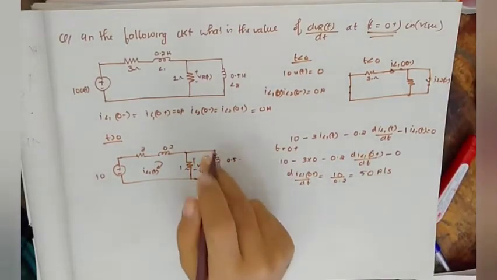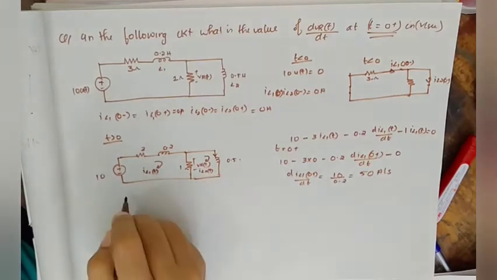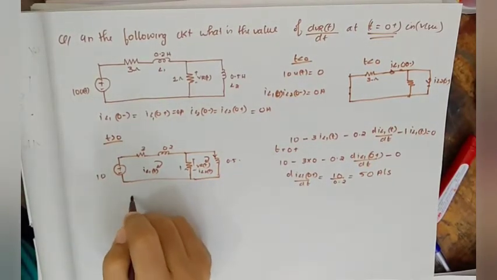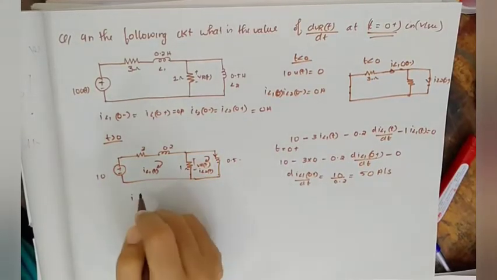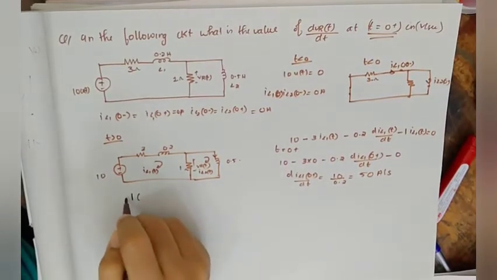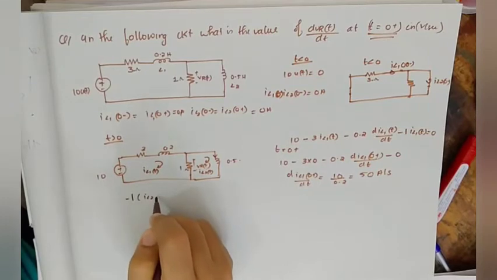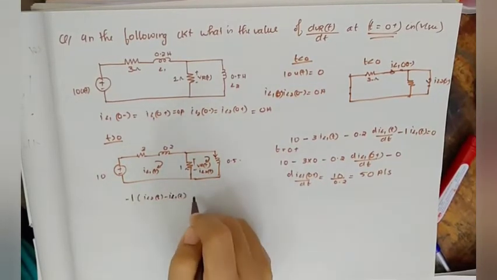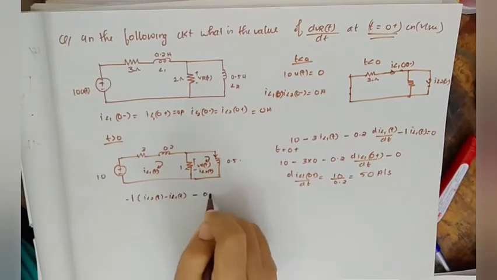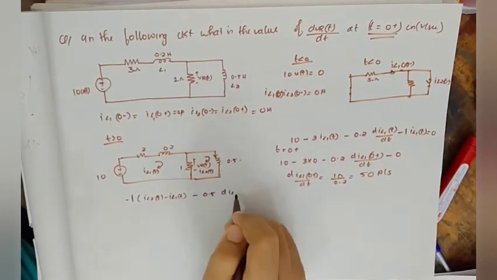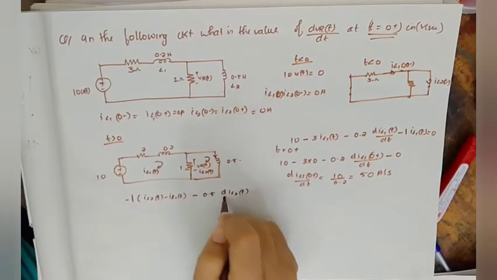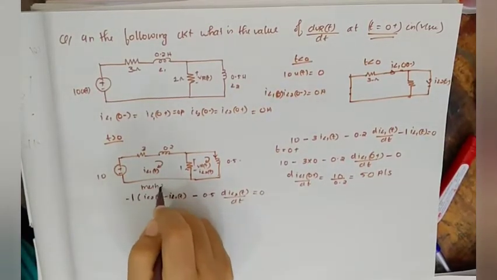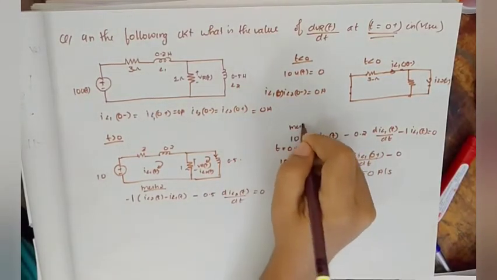Okay, and now writing the next mesh equation, we'll get minus 1 into IL2 of t minus IL1 of t, minus 0.5 into dIL2 of t divided by dt equal to 0. This is mesh 2, and this is mesh 1.